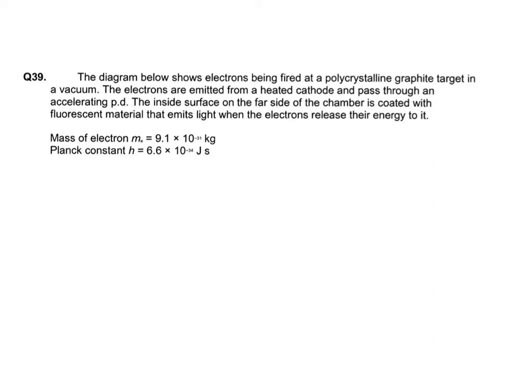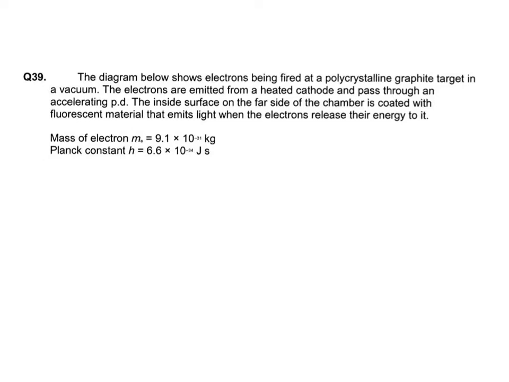So this is the Particles Homework Booklet question 39. We're told that the diagram below, which we'll have a look at in a moment, shows electrons being fired at a polycrystalline graphite target in a vacuum. The electrons are emitted from a heated cathode and pass through an accelerating PD. The inside surface of the far side of the chamber is coated with a fluorescent material that emits light when the electrons release their energy to it.